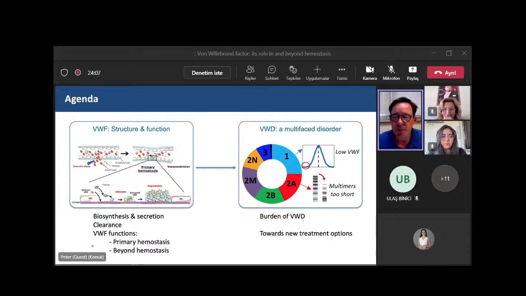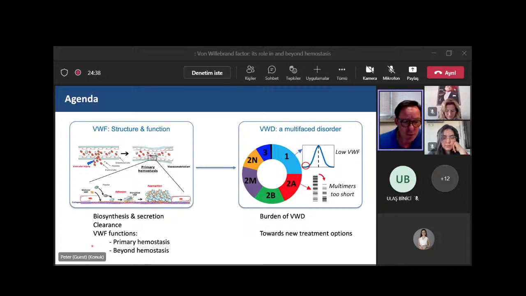In the first part of my presentation, I will talk about VWF structure and function. And there I will focus mostly on the biosynthesis and secretion of the molecule and talk a tiny bit about its clearance. And then presenting a bit about the main function of VWF in primary hemostasis. I will not go very deep. I will just touch on a few things which I think are essential to understand how VWF is working.